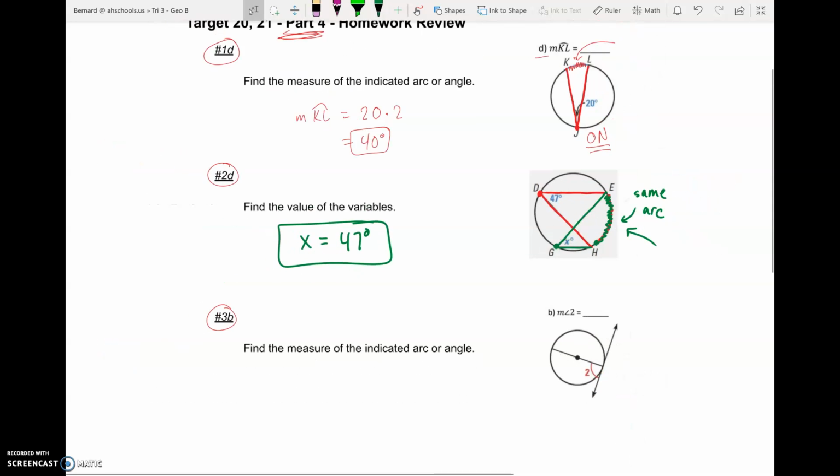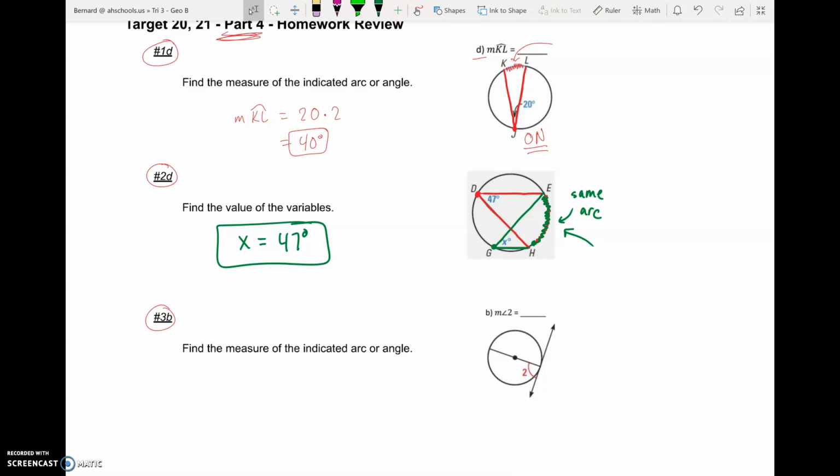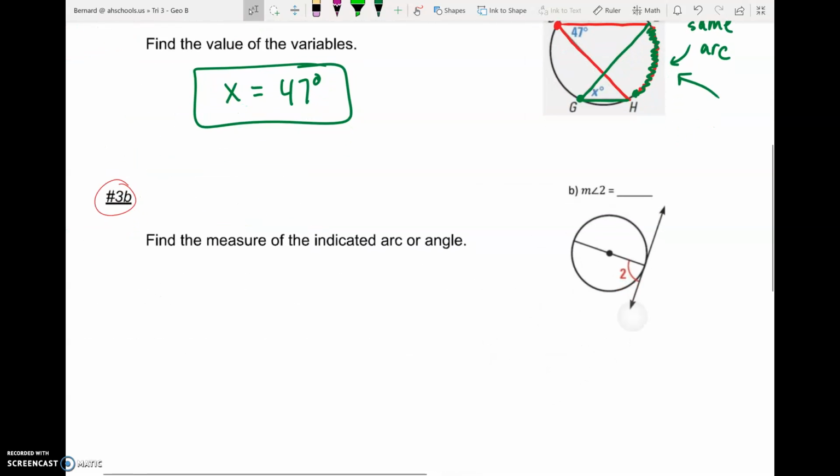Now, lastly, remember we showed you two different pictures of angles that are created on the edge of the circle. And so here's one of them up in 1D. Here's our second kind of picture that we work with down here in 3B. Angle 2, you can see, goes from our diameter into our tangent line. Where those intersect is right here where I'm putting my dot, and that is an angle on the edge of the circle. And so what we need to do is find that angle measure.